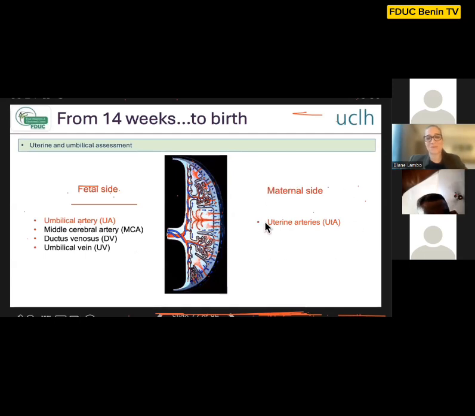Now, your maternal dopplers that we tend to interrogate are your uterine arteries, and the fetal dopplers that you tend to interrogate are the umbilical and the middle cerebral arteries, ductus venosus, and the umbilical vein, which we tend to use less commonly. For the purpose of basic obstetric ultrasound, the two that we're going to concentrate on are the umbilical arteries and the uterine arteries.